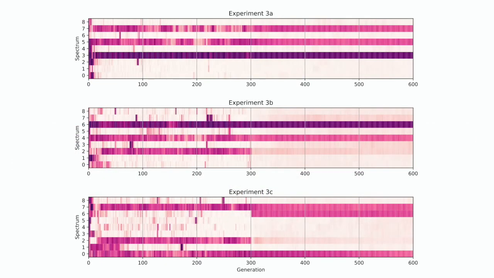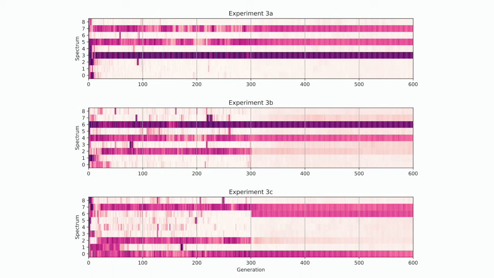Experiments 3A, B, and C tested the response of a population to the sudden onset of noise. For the first 300 generations, those populations evolved in a noise-free environment, and then noise was added to channels 0, 1, and 2 at generation 300. The main difference between the experiments is which channels their populations are using when the noise begins at generation 300.